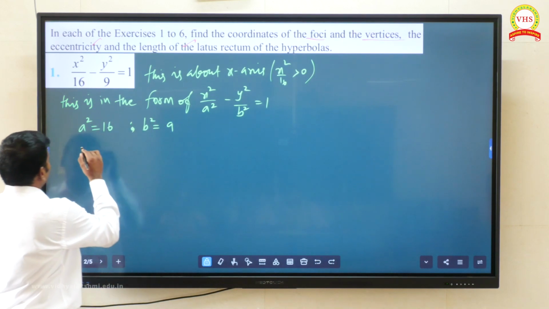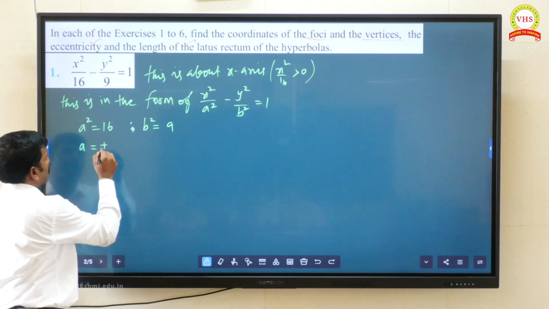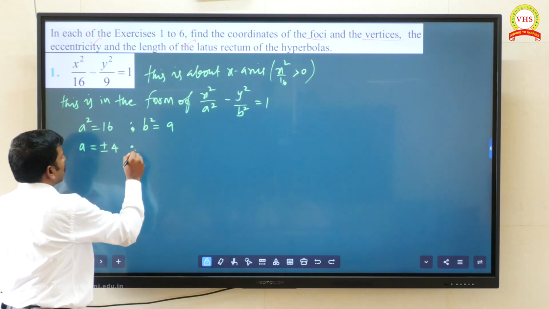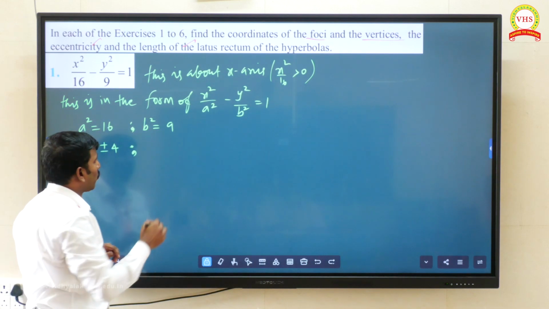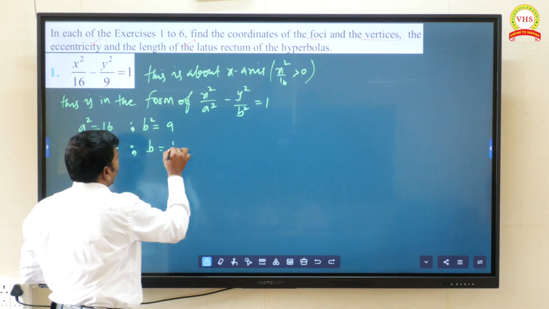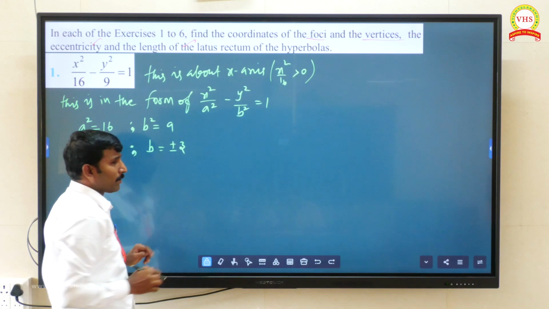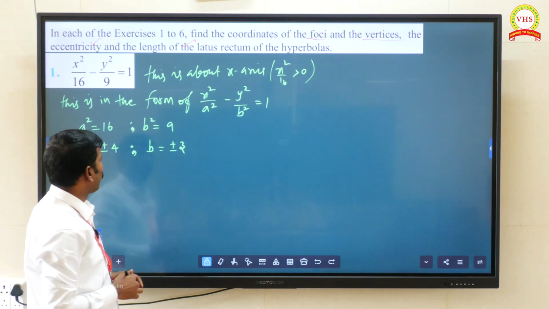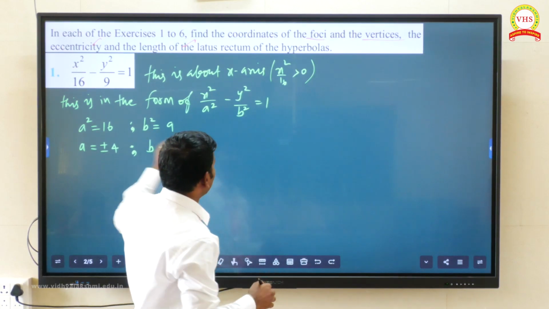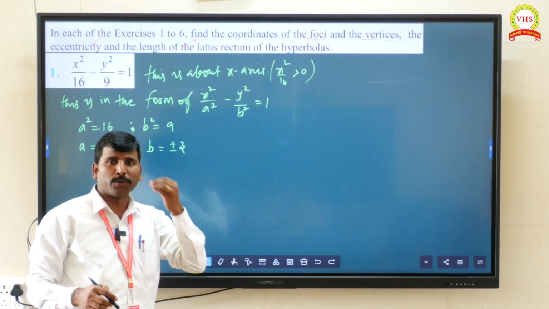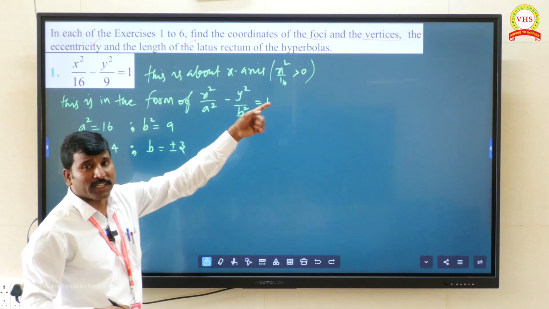Understand children? So we are able to find the a value. The a value is plus or minus 4. After sending the square to the other side, you will get the root. Square root of 16, you will get plus or minus 4. In the same manner here, square root of 9 is plus or minus 3 you will get. After completing this, we will find the c value, or else based on a and b, whatever we are able to find, you complete. We can complete the vertices.